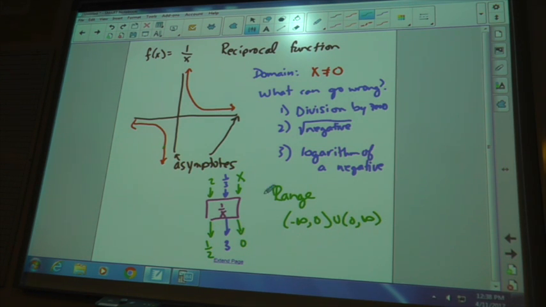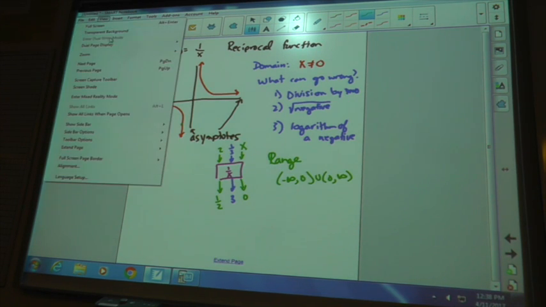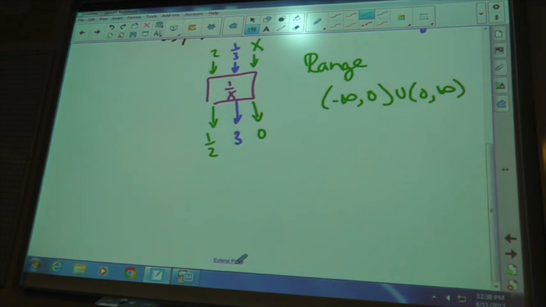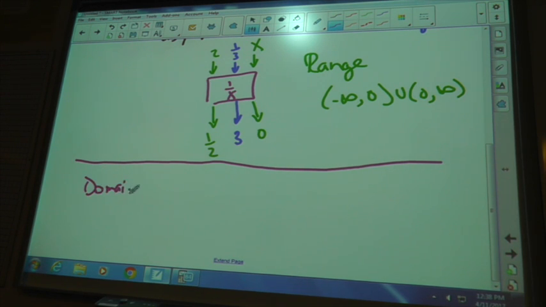Okay. I'm going to keep going on the same page. So let's think about what's the domain and range of f of x equals 2 over x. Now think back to chapter 2.3, I think it was. What is this 2 doing to the function?